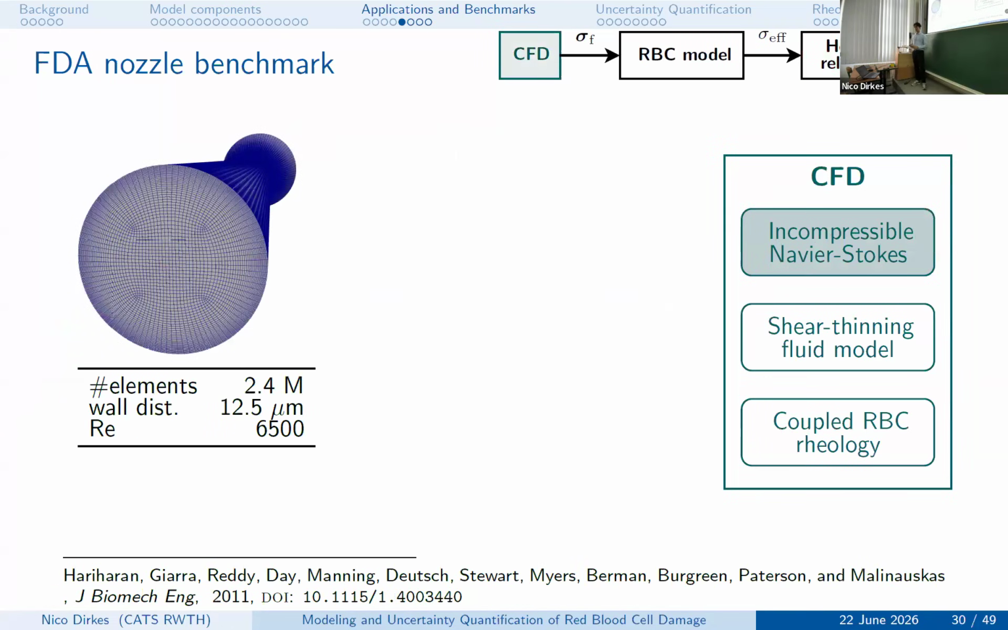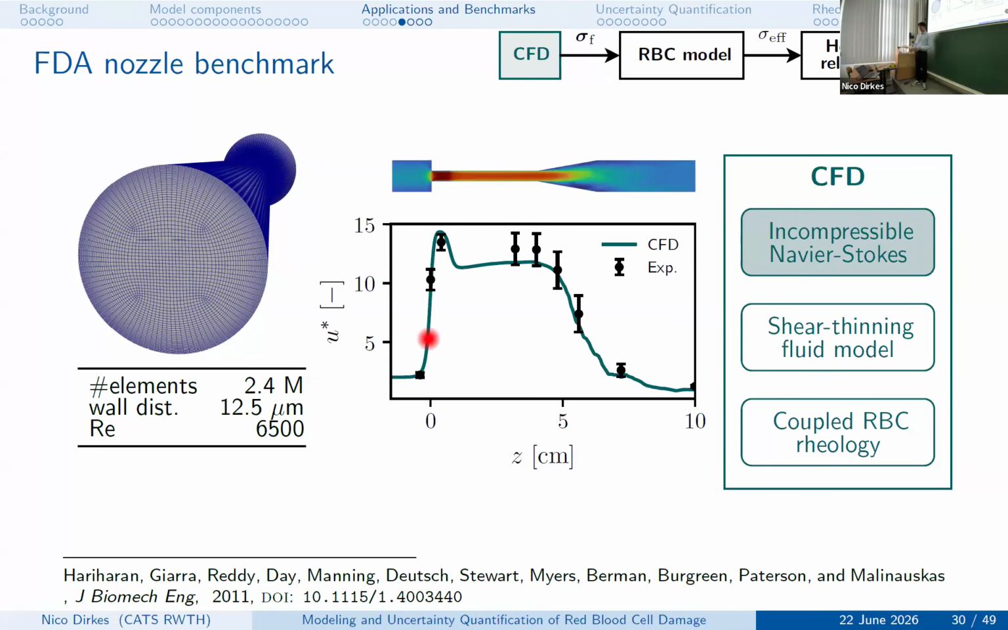Another example is the FDA nozzle. This is some geometry that was also defined by the FDA. You can see the cross section here. Fluid flows in here, then there's a sudden contraction, and then it widens again. And we also simulate this. Here you can see the mesh, and here you can see the validation of the CFD solution.